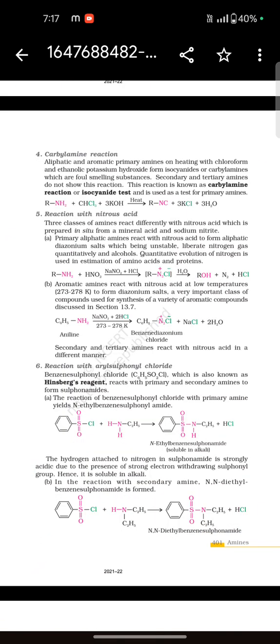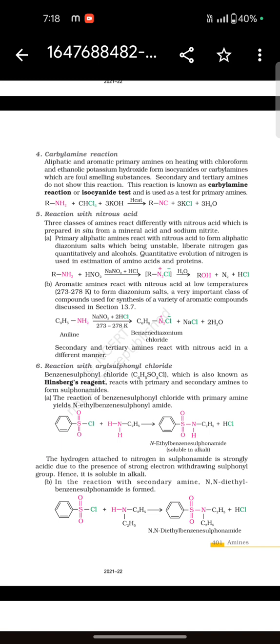Carbylamine reaction. Aliphatic and aromatic primary amines on heating with chloroform and ethanolic potassium hydroxide form isocyanides or carbylamines, which are foul smelling substances. Secondary and tertiary amines do not show this reaction. This reaction is known as the carbylamine reaction or isocyanide test and is used as a test for primary amines. RNH2 plus CHCl3 plus 3KOH, heat, gives RNC plus 3KCl plus 3H2O.